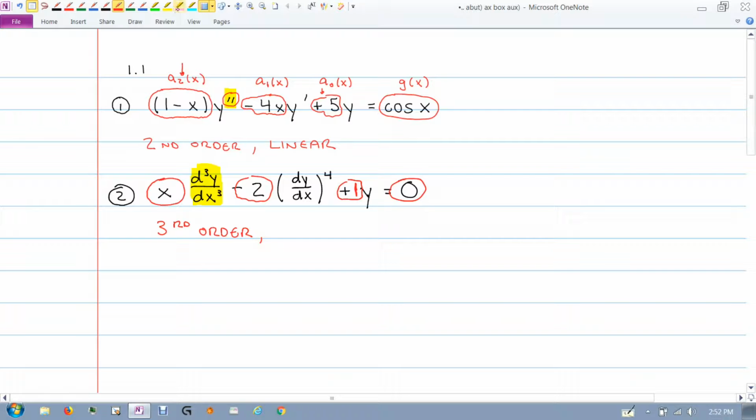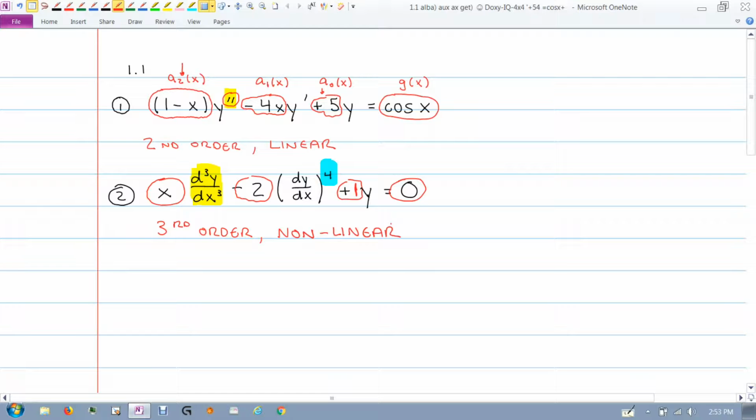But we have an issue. The issue is that our derivative is being raised to the fourth power. And because of that, if any of your derivatives, whether it be the third derivative or the first derivative, doesn't matter which one, if either one of those is raised to a power other than 1, this is going to be nonlinear. So because of that, in blue, this is going to be nonlinear.